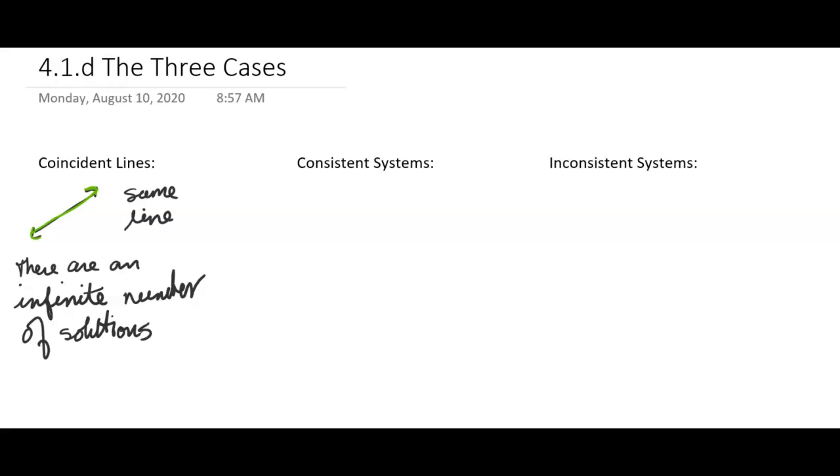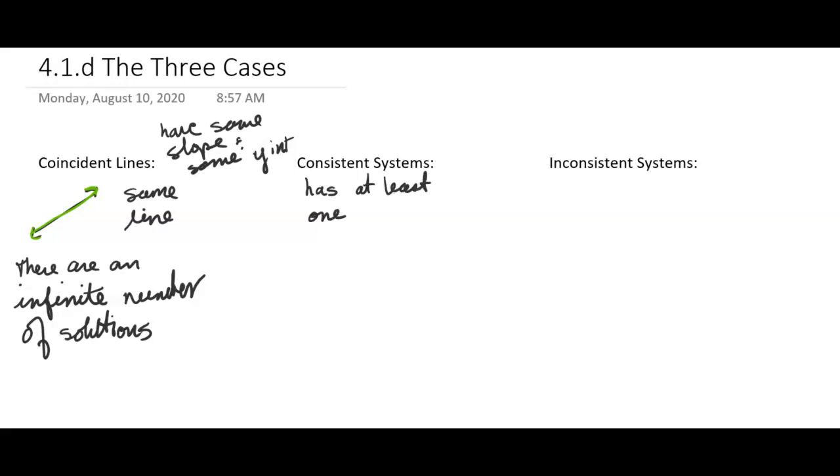A consistent system has to, let me back up to the coincident lines. Coincident lines have the same slope and same y-intercept. They are the same line. So if you put them in slope-intercept form, they're going to have the same slope and they're going to have the same y-intercept.